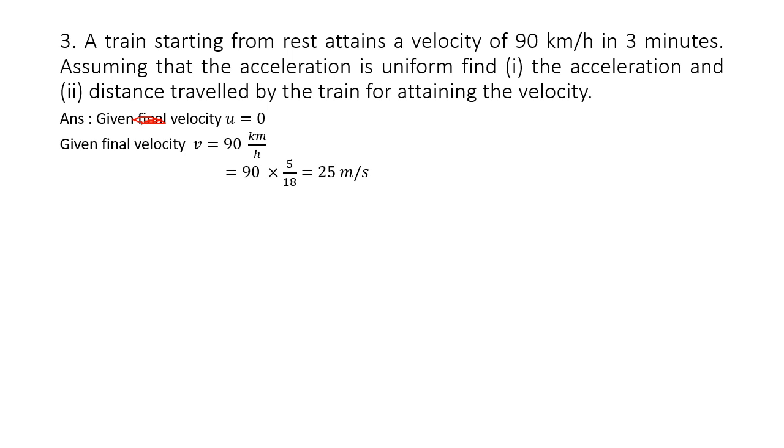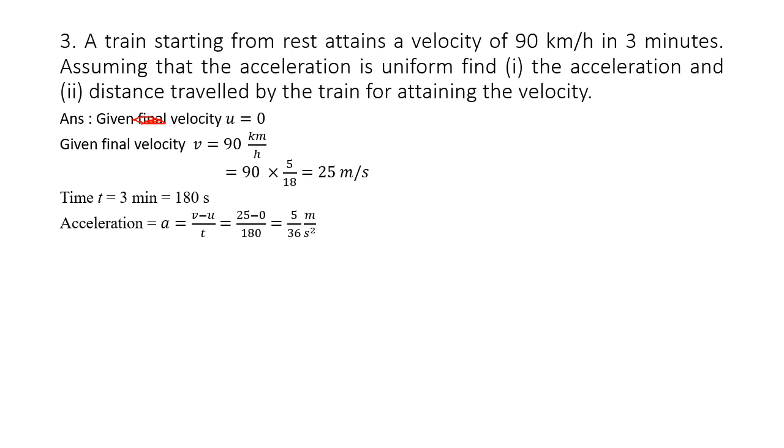So initial velocity was 0 meter per second. Final velocity is 25 meter per second. And the time taken is 3 minutes or 180 seconds. So again, acceleration is what? V minus u upon t. So 25 minus 0 upon 180 is 5 upon 36 meter per second square. So this is the acceleration of the train.